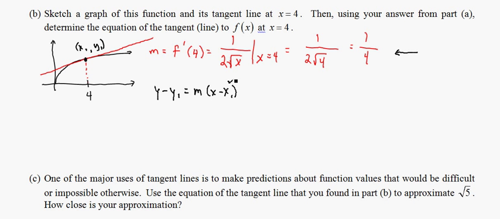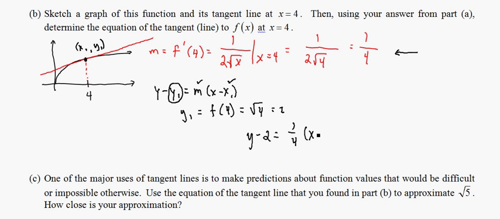So we've got x1, it's 4. We've got m, it's 1/4. The only thing that we tend to not have at this point is y1, but y1 will always generally be found by the function at the particular x value. Of course, that's just the square root of 4, which is 2. So we're just going to have y minus 2 equals 1/4 times x minus 4. It's the equation of that tangent line.